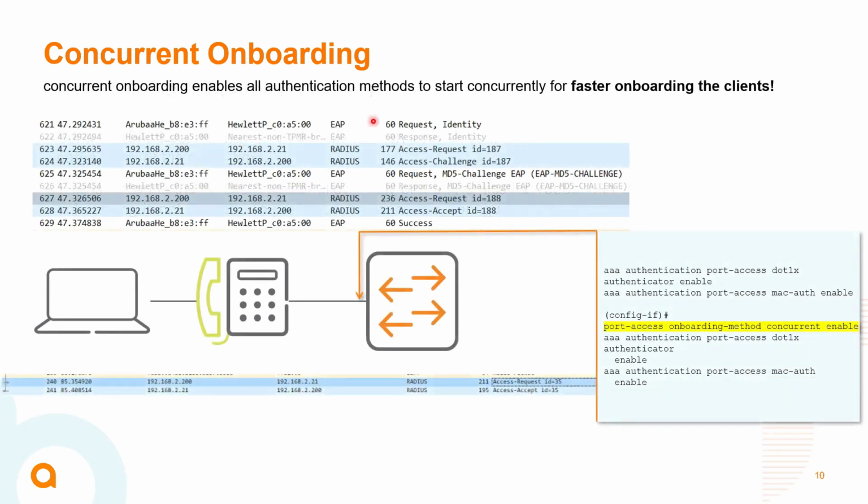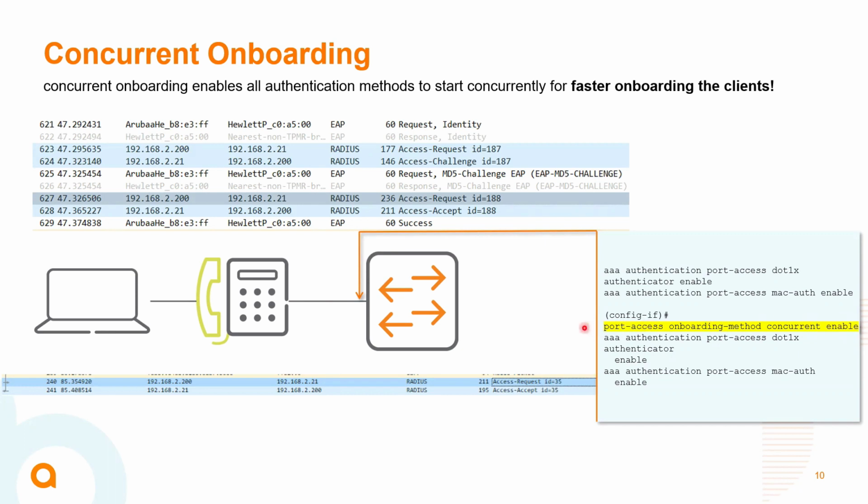So as I was saying about concurrent onboarding and the pre-auth role, for a .1x client the mechanism itself takes longer. Let's look at that. When we have a client with .1x and MAC auth connected on a port, what mechanisms happen as soon as it hits the AOS-CX switches? As you see here, the highlighted one is the command you are going to enable on a port where the clients are connected: port-access onboarding-method concurrent enable.